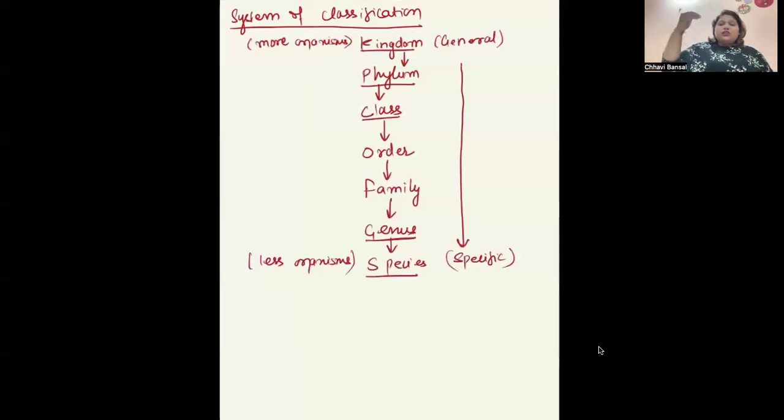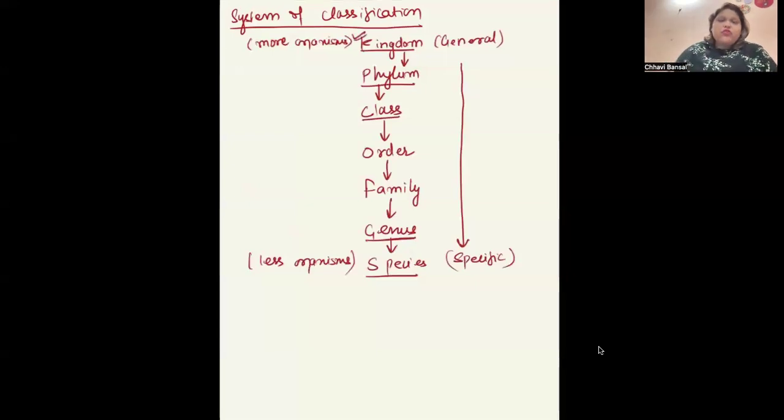So this is the system of classification, how you put a specific organism in this complete system. That is called the system of classification. Okay. So I remember it as KPC of GS. Very easy, KPC of GS. Now, if you remember this, you do not have to remember the sequence. Okay. Now let's start with the kingdom.